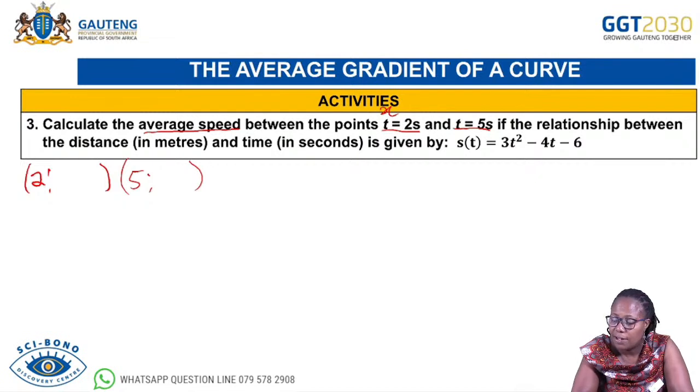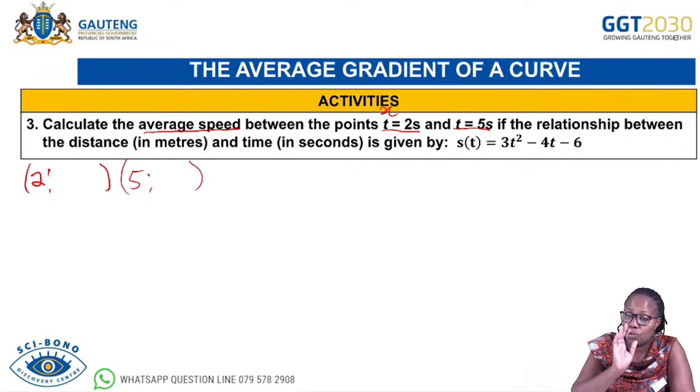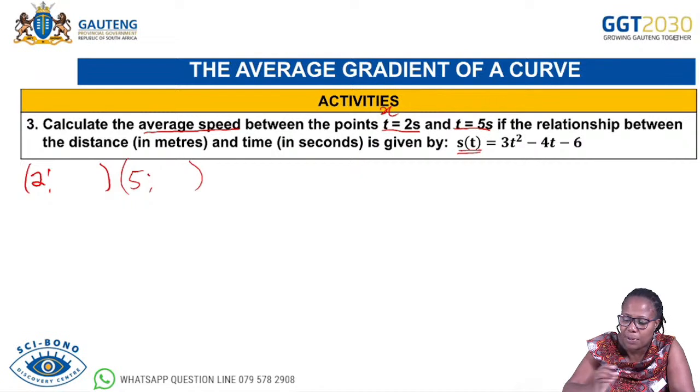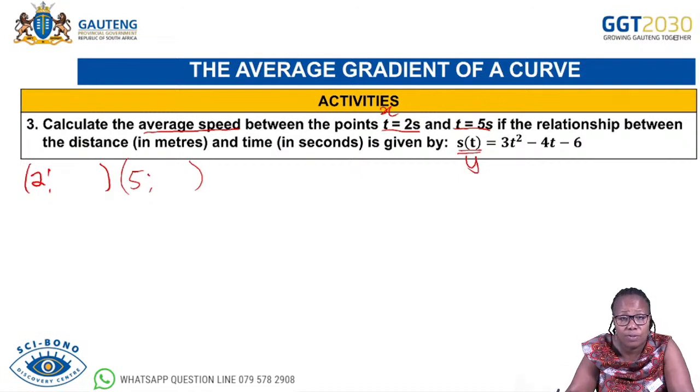All right. If the relationship between the distance in meters and time in seconds is given by that expression, yours is to look for your function. Our function in this case is S of T. Remember, I've indicated to you, it can be H of what, G of what, S of what, but what is it representing? Only the y equal to, when we are relating to the x and y values of a function. Okay, and then let's move on now.